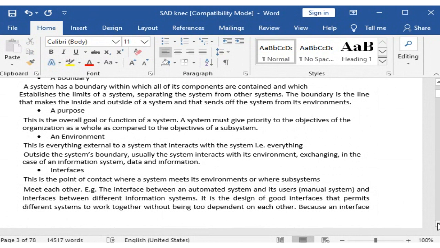Now, environment. This is everything external to a system that interacts with the system. That is, everything outside the system's boundary. Usually the system interacts with its environment, exchanging, in the case of an information system, data and information. That's the environment.